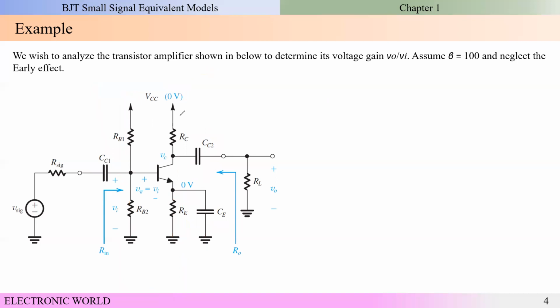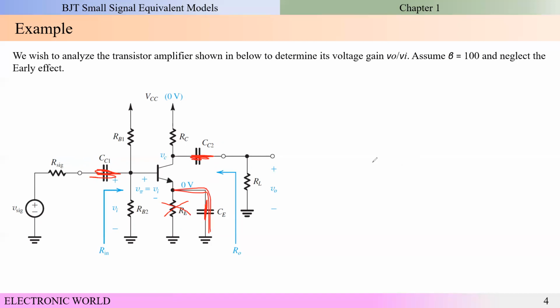So next thing is, how can we draw the hybrid pi model? In the hybrid pi model, we assume these capacitors act like a perfect short circuit for something like a high frequency signal. So that means we need to neglect this resistor. We can neglect this RE resistor because this one is short circuited. The current is going through this path, and this path.